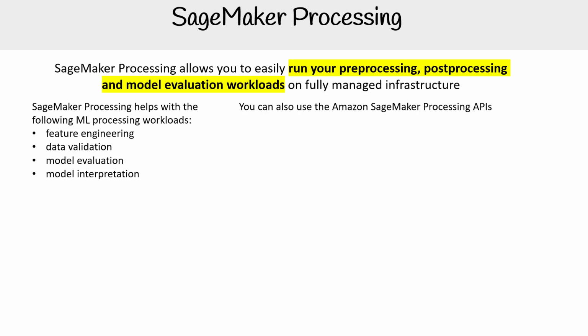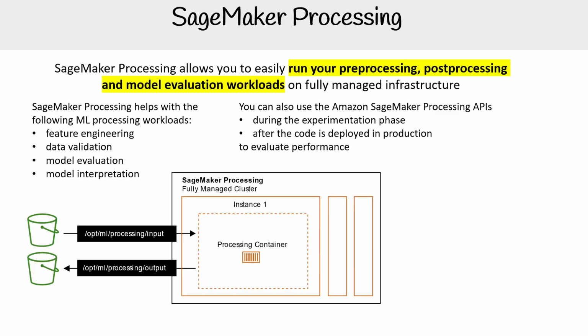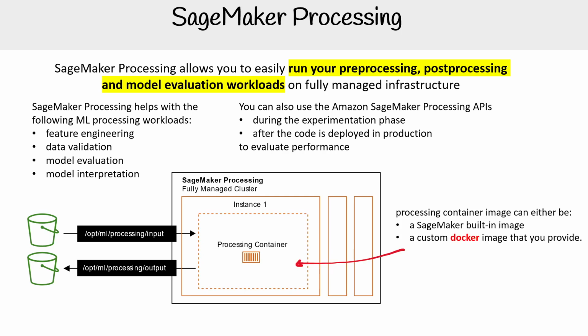You can also use Amazon SageMaker Processing APIs during the experimentation phase, after the code is deployed in production, to evaluate the performance. So here I have a diagram, and the idea is that we have a processing container image that can either be a single SageMaker built-in image or a custom Docker image that you provide, but the idea is that you give it input and then you give it output.